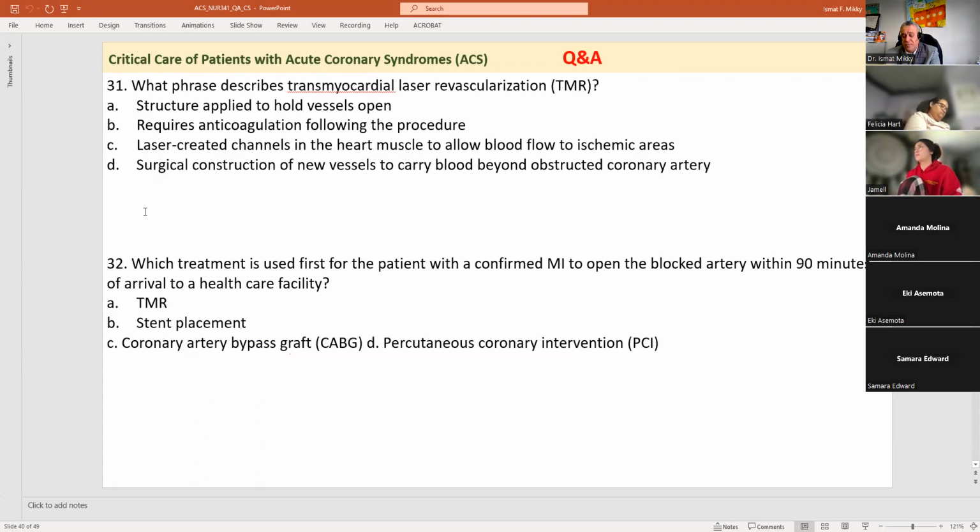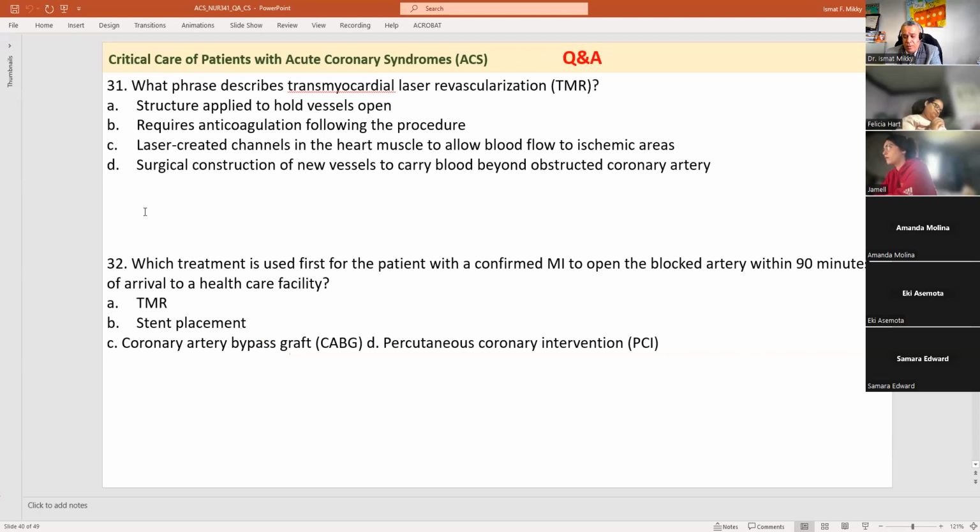31. What phrase describes transmyocardial laser revascularization, TMR? C, laser created channels in the heart muscle to allow blood flow. Yes, revascularization. And again, this is one of the advanced techniques or cardiac interventions that will be covered in adult Health 3.